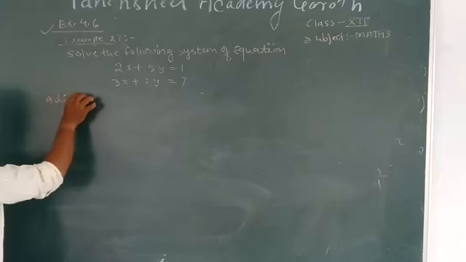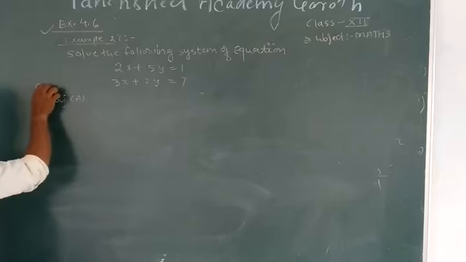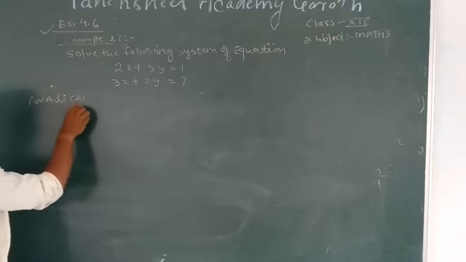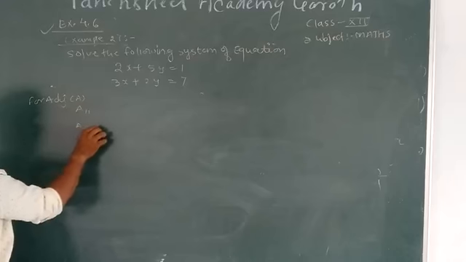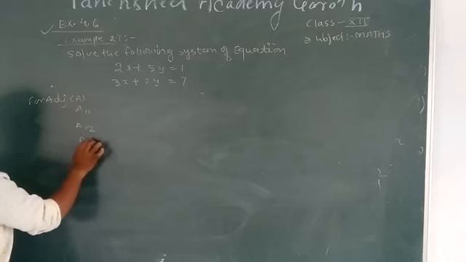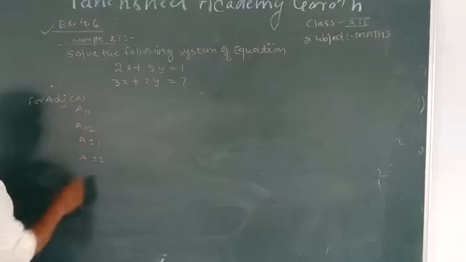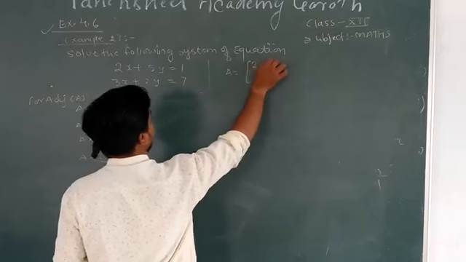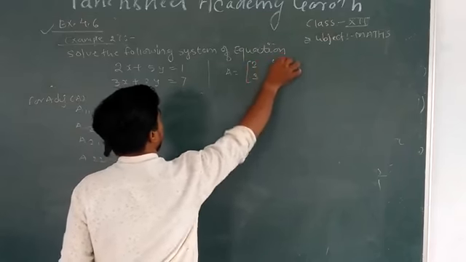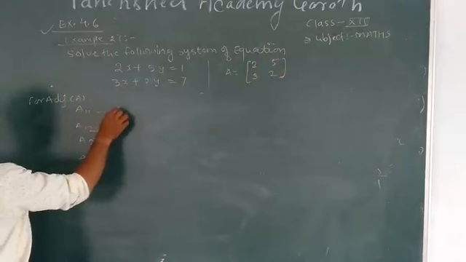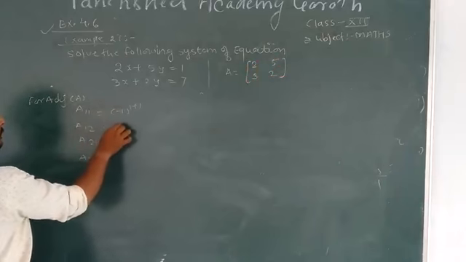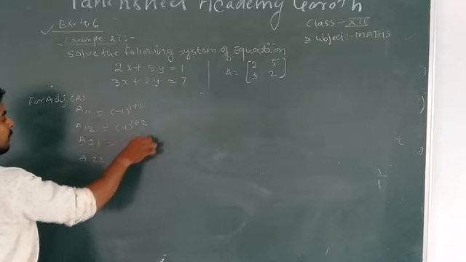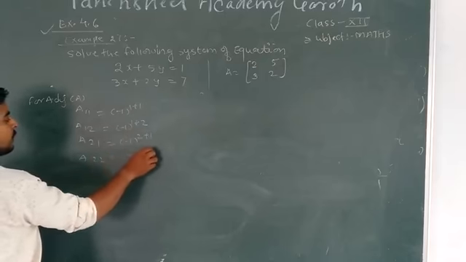adjoint of A. तो adjoint A के लिए हमें कोफैक्टर निकालने की जरूरत लगी for adjoint A. कोफैक्टर A11, A12, A21 and A22 ऑफ मैट्रिक्स A. जो मैट्रिक्स हमने A बनाई थी उसके हम कोफैक्टर निकालेंगे 2, 5, 3 और 2, that is minus 1 raised to the power 1 plus 1, minus 1 raised to the power 1 plus 2, minus 1 raised to the power 2 plus 1, minus 1 raised to the power 2 plus 2.